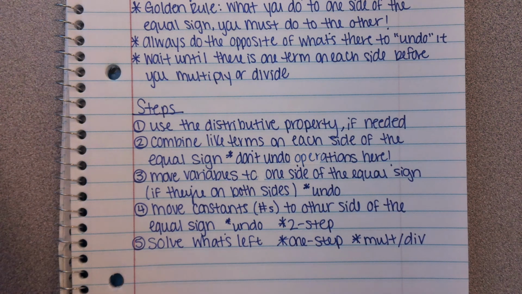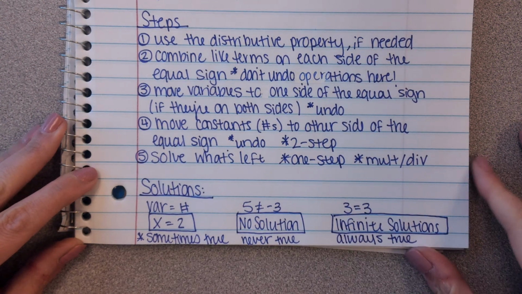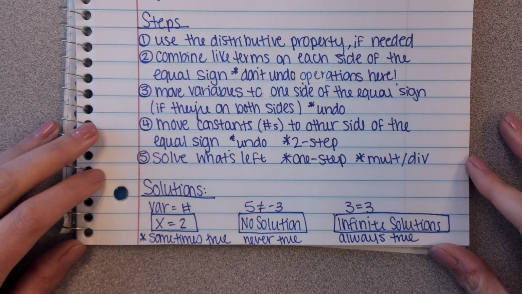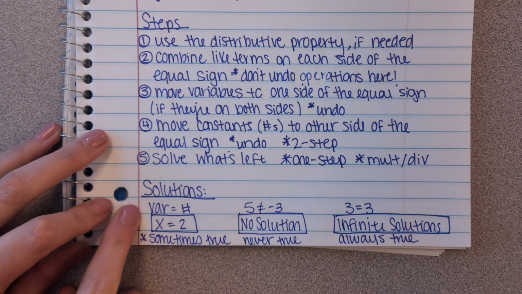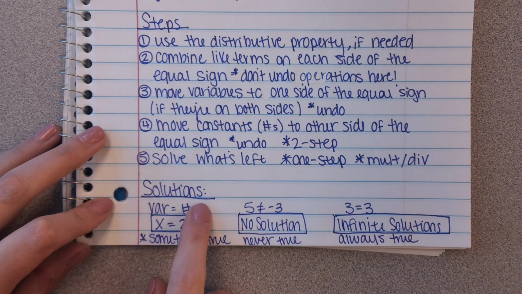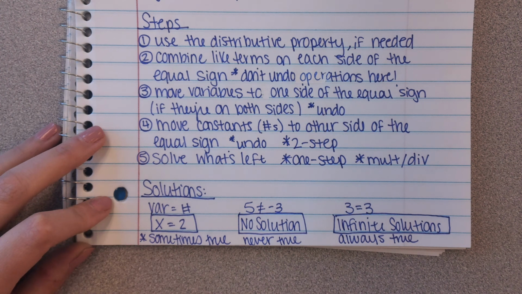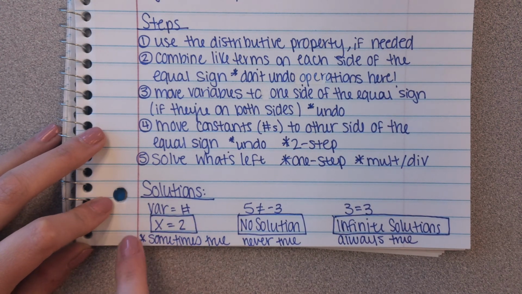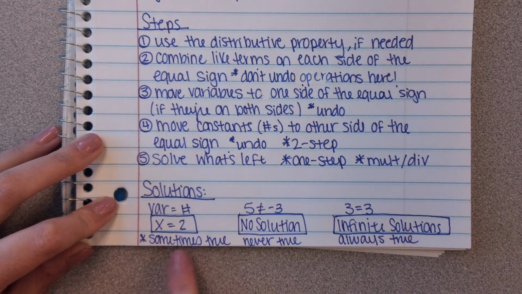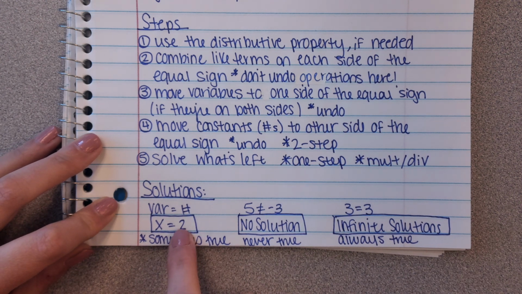Before we start looking at some examples, we need to talk about the different solution types that you could get when you're solving equations. Our most common answer will be a variable equals a number, like x equals 2 or y equals -3, something like that. And so if you get a variable equals a number, then that is the solution that you're going to leave on your paper, okay? And it's important to note that when you get a variable equals a number, that means that sometimes that equation is true. It's only true when you use the correct number for the variable.